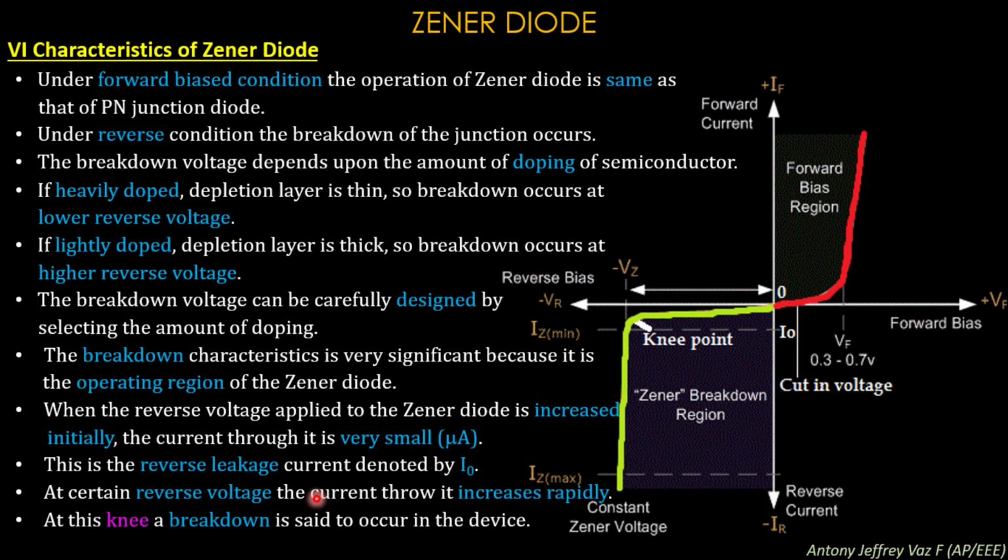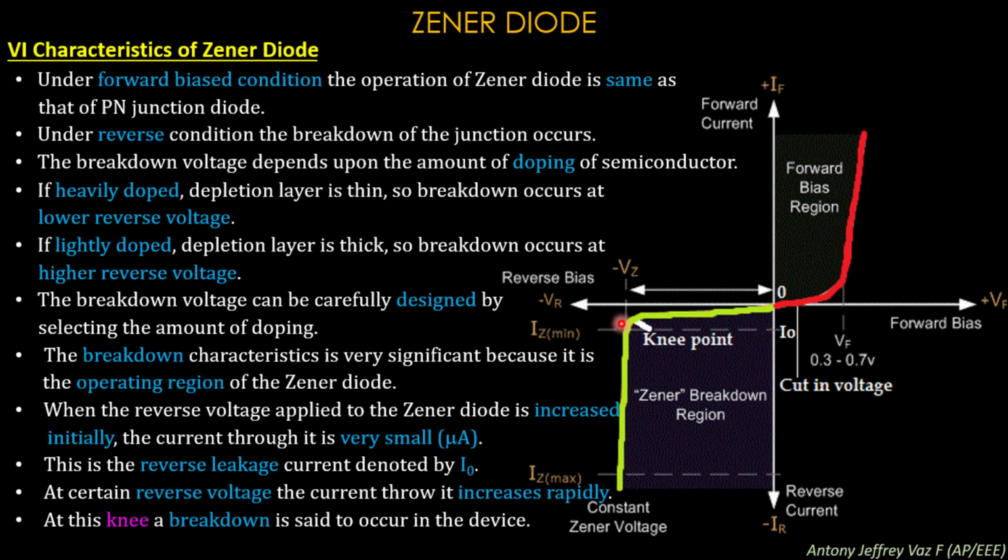At certain reverse voltages, the current through it increases rapidly. So at this knee, a breakdown is said to occur in the device. What happens if you increase the voltage beyond a certain limit? A knee point in voltage occurs. This knee point is known as the breakdown. The current starts to increase abruptly.